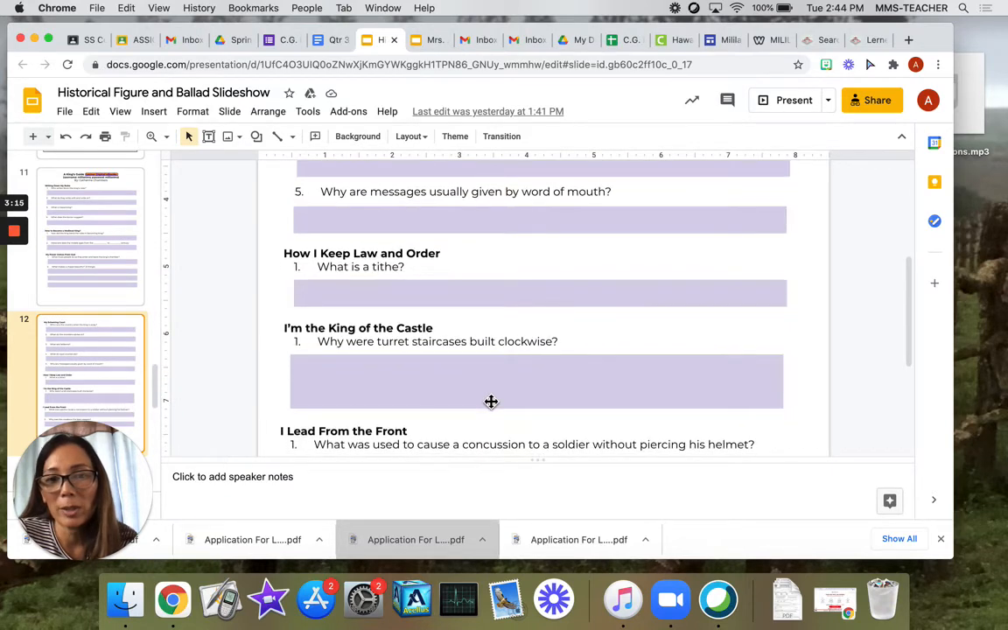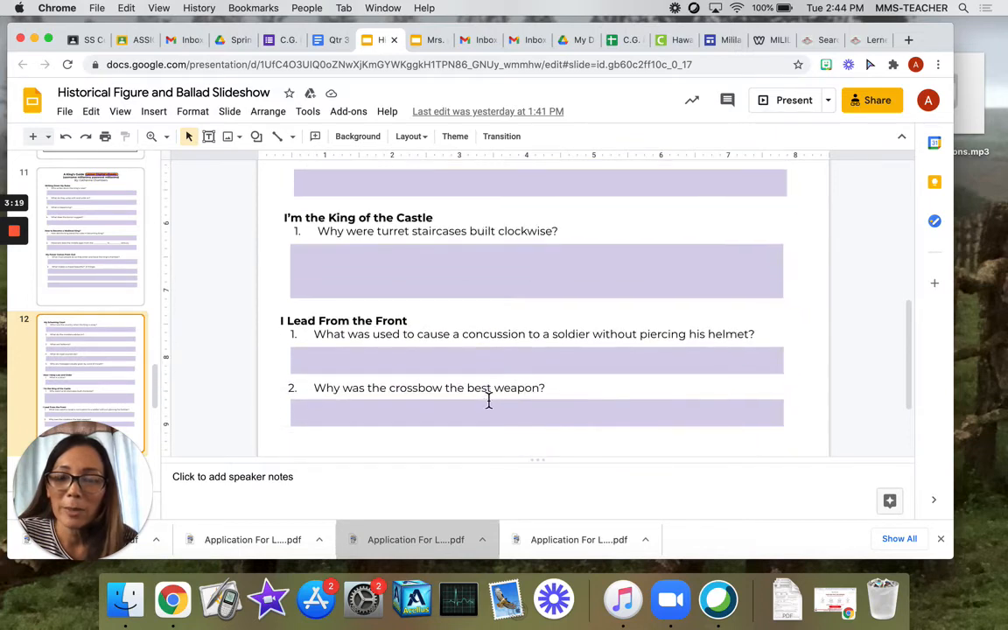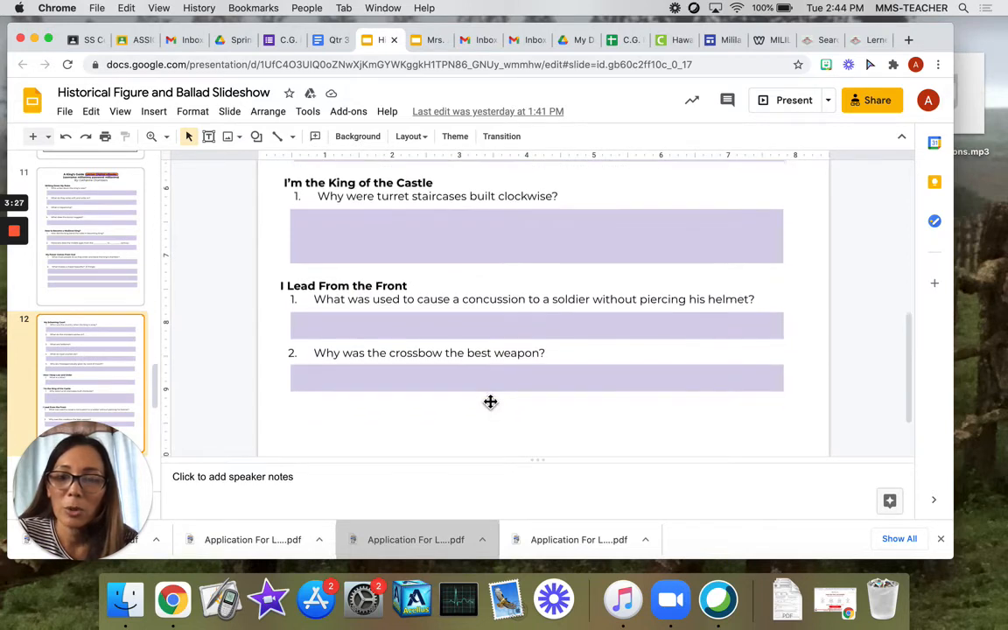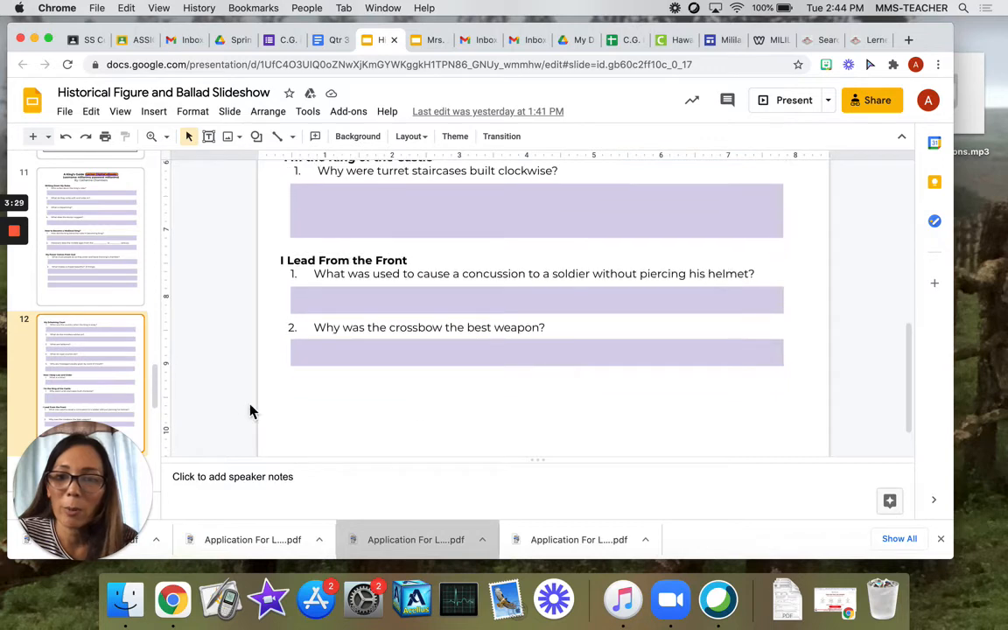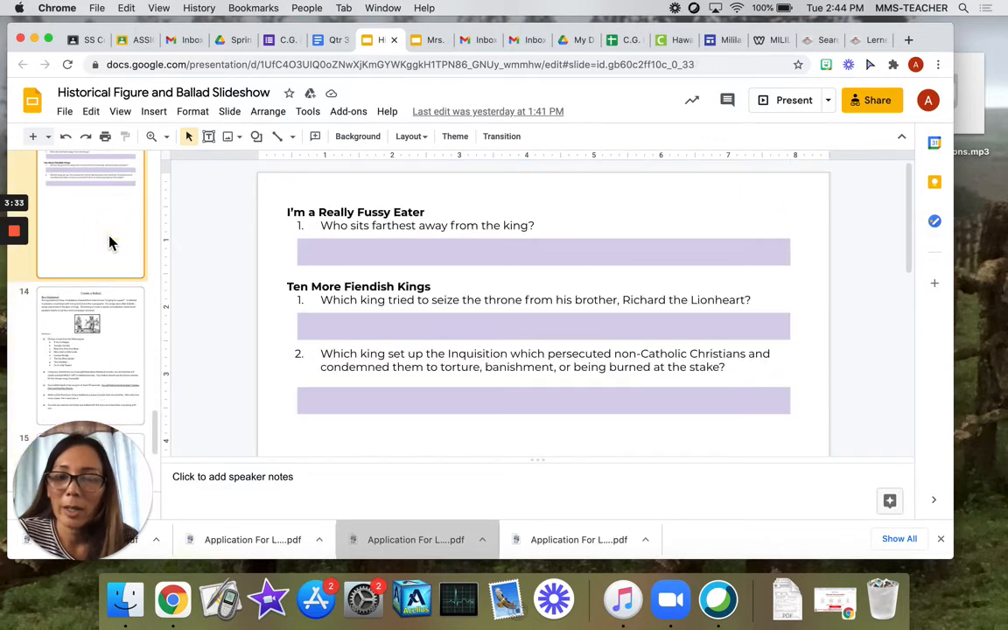I'm the king of the castle. Why were turret staircases built clockwise? I lead from the front. What was used to cause a concussion to a soldier without piercing his helmet? 2, why was the crossbow the best weapon? And slide 13.